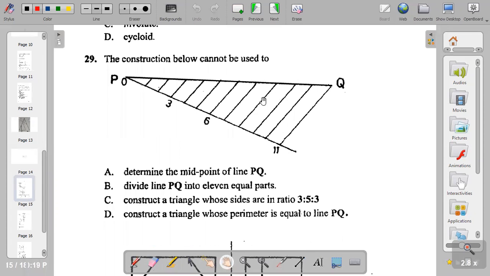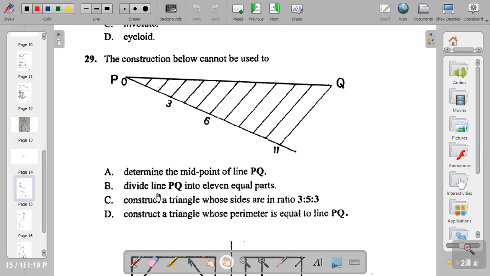Question 29. The construction below cannot be used to A, determine the midpoint of line PQ. B, divide line PQ into 11 equal parts. C, construct a triangle whose sides are in ratio 3:5:3. D, construct a triangle whose perimeter is equal to line PQ. Now, when you look at the options, starting from option A, you cannot use this construction to determine the midpoint of line PQ.